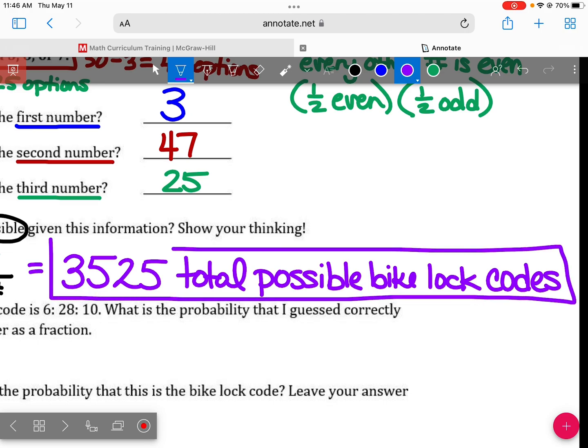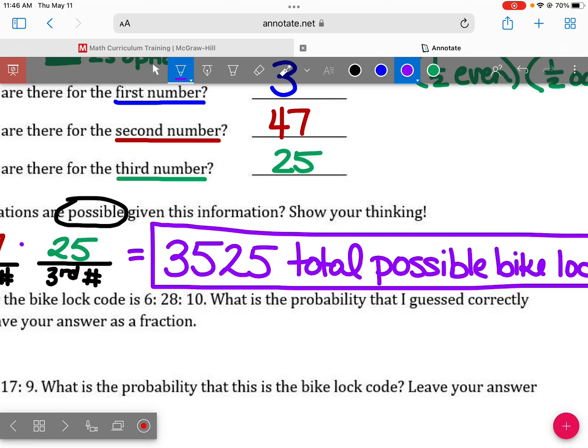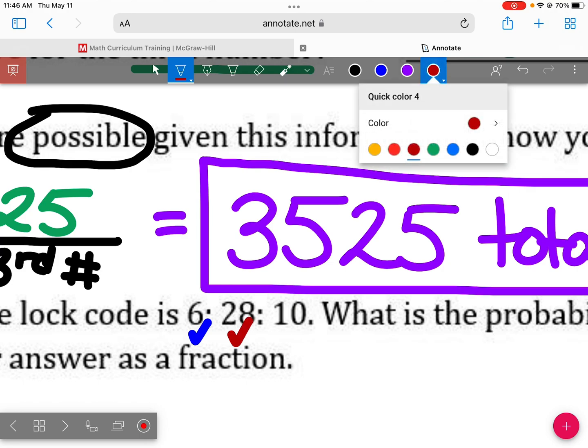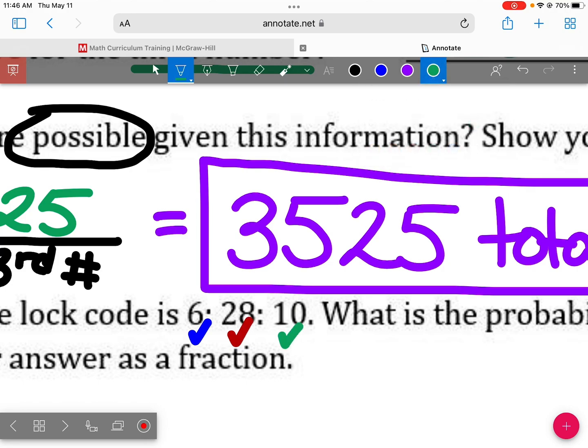My first guess is 62810. Hold up there. Does this guess match the criteria that I've been given? Yes, the first number has to be a 5, 6, or 7. Yep. The second number cannot be a 5, 6, or 7. Yep. And the last number has to be an even number. So it meets all those criteria. So what's the chance that I guessed it right on the first try?